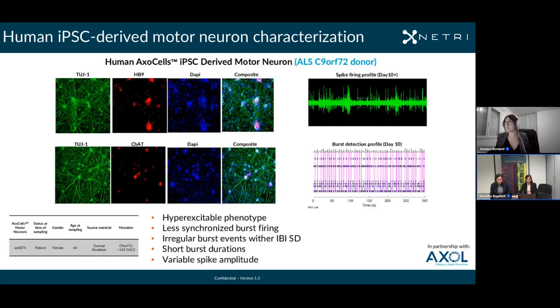The same characterization has been done for motor neurons from a patient, a 64-year-old woman, who carried the C9orf72 mutation. We can observe the presence of markers such as ChAT and HB9 in the fluorescence pictures, but we observe a different morphology and a disorganization in vitro, with hyperexcitability and spikes of variable amplitude compared to the healthy line.